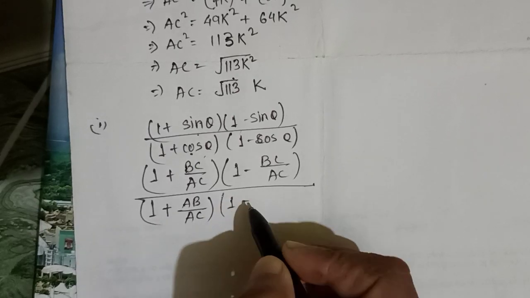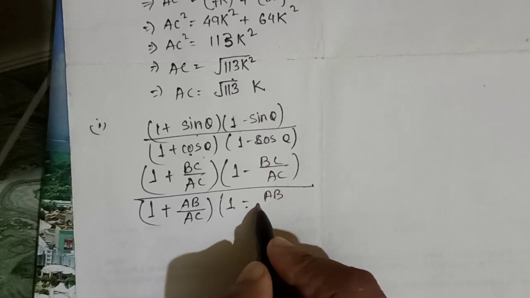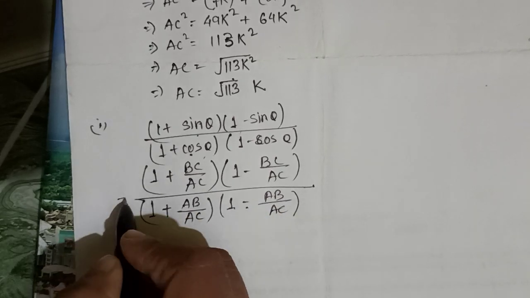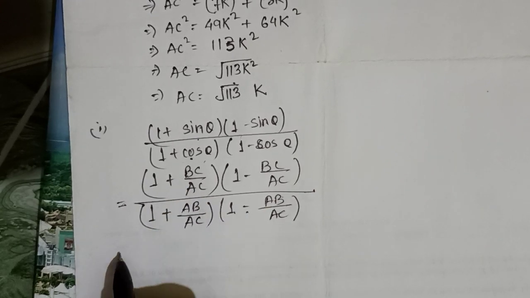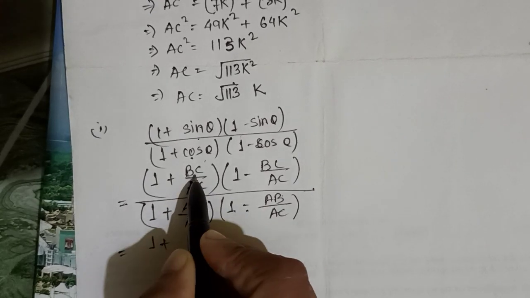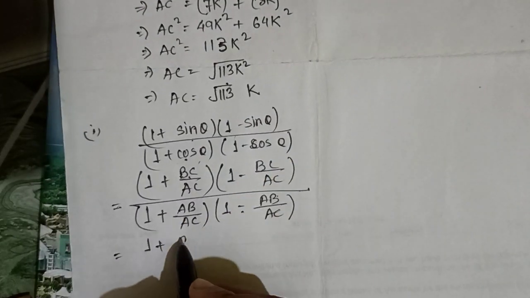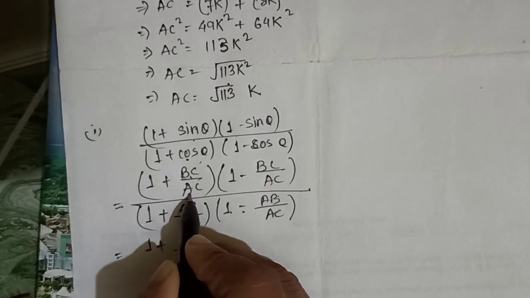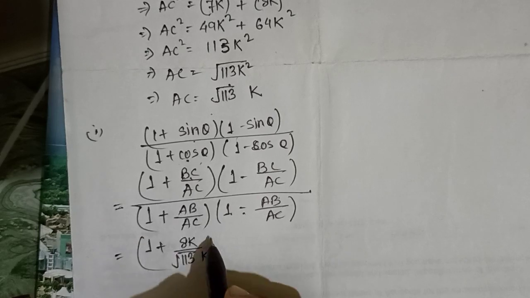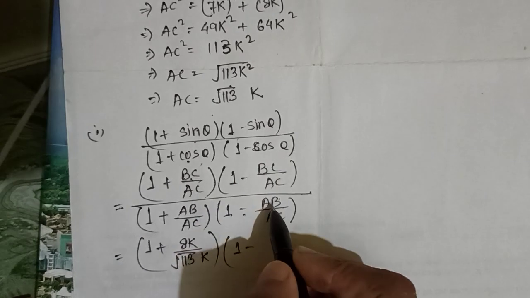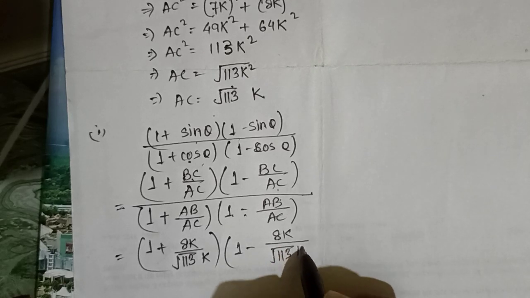Again in the next bracket we have 1 minus cos theta, again the formula will be the same, AB by AC, close the bracket. Now we give equal just to the main line. Now we have to put the values here: 1 plus BC, BC we got here, BC equals 8k. So let us write 8k by AC, we got this root 113k, put in one bracket. 1 minus, again the same, BC by AC, 8k by root 113k, close the bracket.